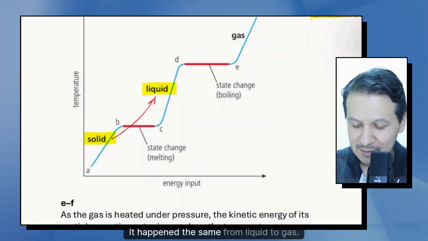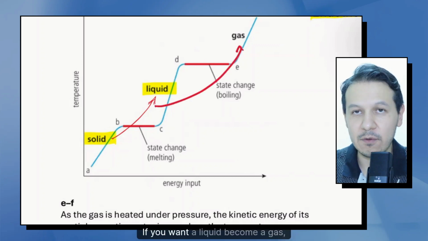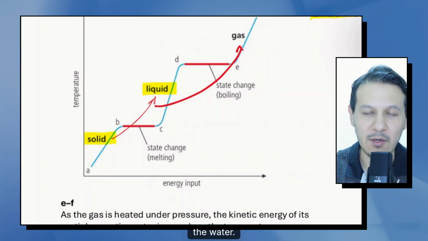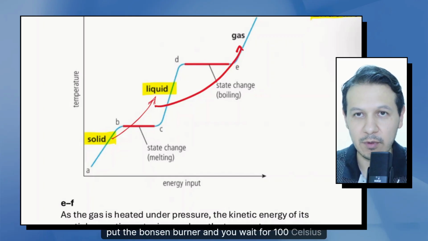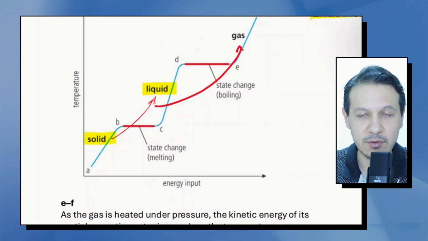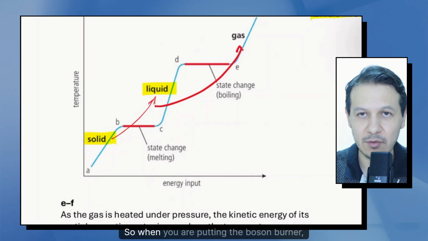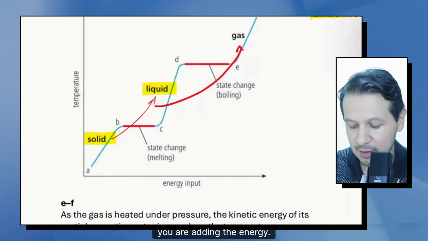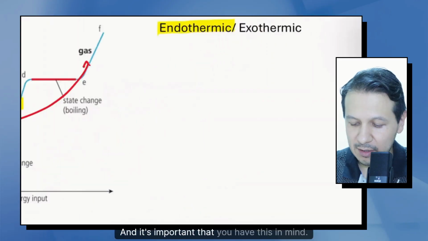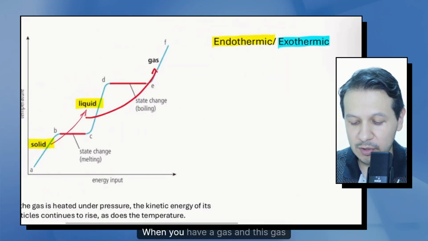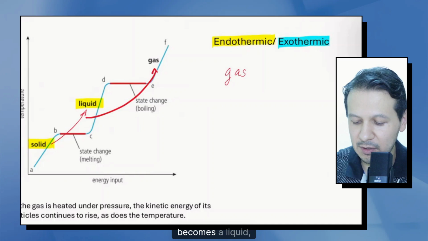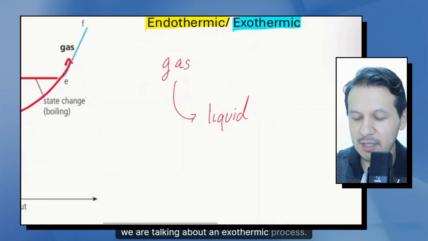It happens the same from liquid to gas. If you want a liquid to become a gas, you have to increase the energy. So you put water in a beaker, and then you put the Bunsen burner and wait for 100 degrees Celsius or something similar, and then the liquid water will become gas. You are adding energy with the Bunsen burner. This is an endothermic process, and the other way around is an exothermic process. When you have a gas and this gas becomes a liquid, we are talking about an exothermic process.